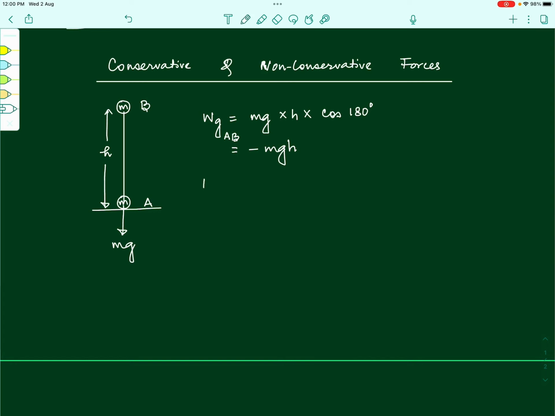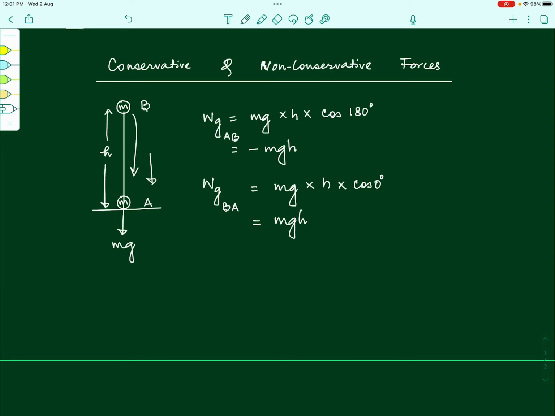Let us also find out the work done by the same gravitational force as the ball comes back from B to A. What will this be? As the ball now comes back from the point B to the point A, can we say the same force of gravity mg acts, and under the effect of this mg, the ball undergoes the same displacement h, but this time the displacement h will be downward, no? So, it is in the same direction as the gravitational force. So, the cos term will be cos 0, which is 1. So, the work done by gravity this time will be plus mgh.